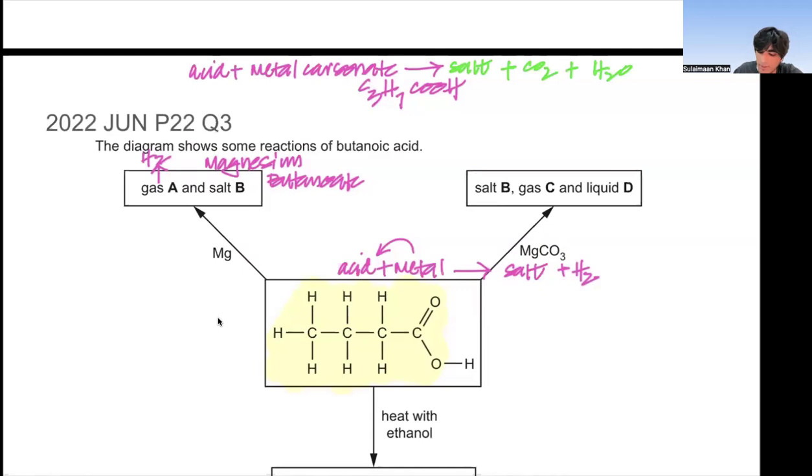What will be the name of the salt? The same. It's going to be magnesium butanoate. Carbon dioxide is going to form, and H2O is going to be the liquid, right? So carbon dioxide is this beautiful gas, and H2O is this beautiful liquid D.